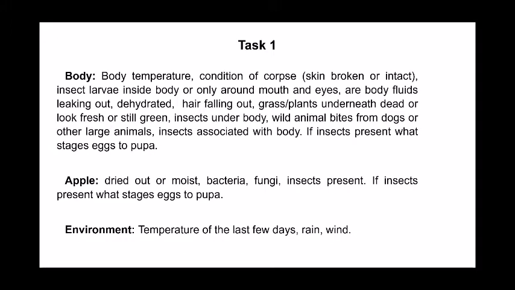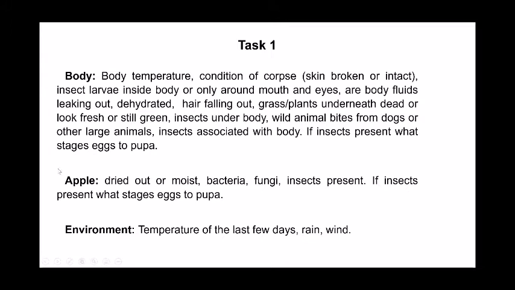Task 1 is that the students could then collect information such as body temperature, condition of the corpse, is the skin broken or intact, what type of insect larvae are around, and then think about the environment, the plants, the grass, and if insects were present at all the different stages, for example, all the way to a pupa, and do we have pupa cases?